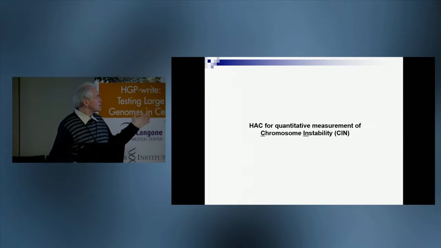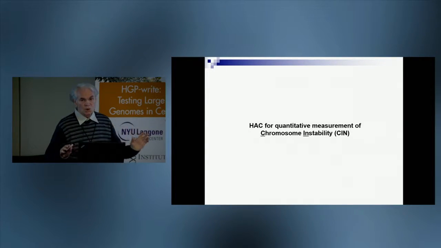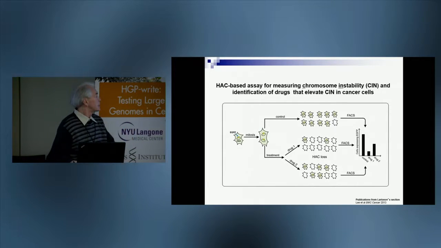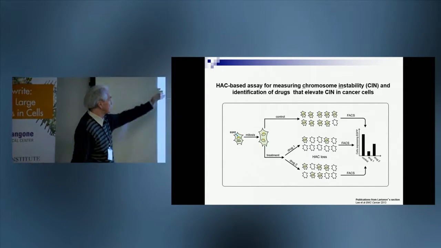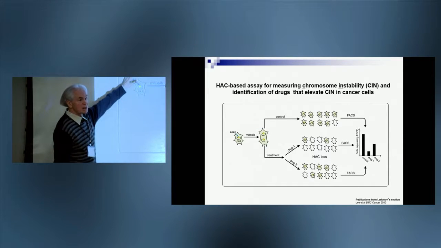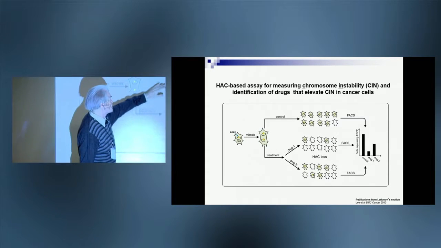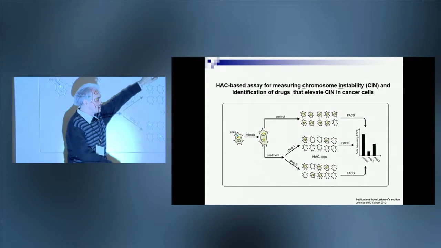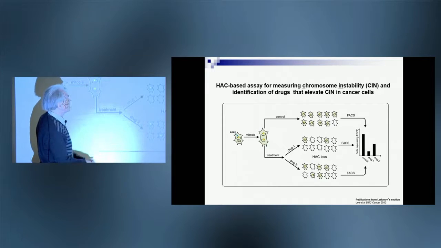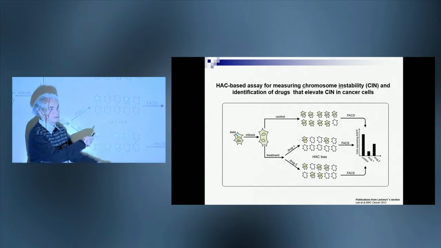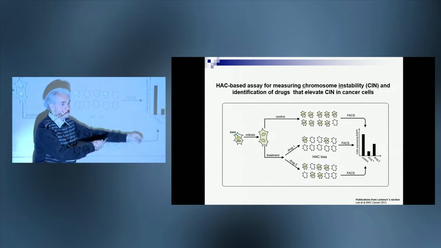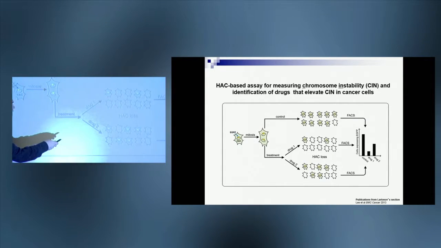So now HAC for quantitative measurement of chromosome instability. There is no method to quantify chromosome instability in human cells, but it's very, very important for many reasons. And this is a very, very simple test. We have human artificial chromosome containing GFP, fluorescent protein, and of course cells which contain HAC will exhibit green fluorescence. Cells which lost it will not. It may be measured simply by simple flow cytometry.